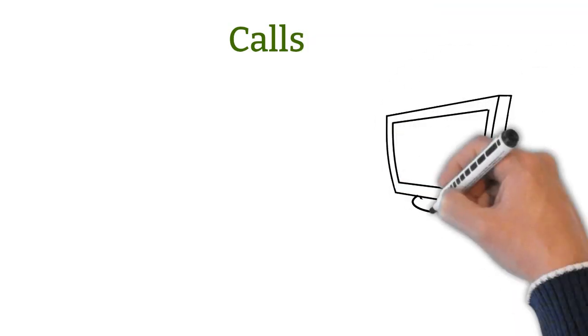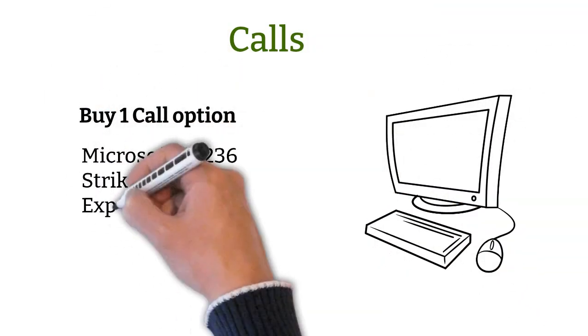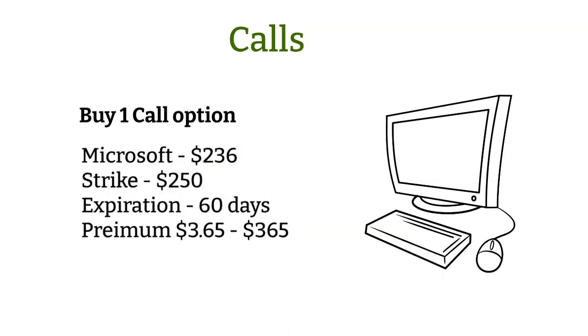We'll use Microsoft as an example for buying a call option. Today, Microsoft is trading for $236 per share, and we'll say that you thought in 60 days' time, Microsoft would be higher than $250. So you can go buy one Microsoft call option expiring in 60 days with a strike price of $250. These contracts are currently trading at $3.65, so you would pay $365 for this call option.